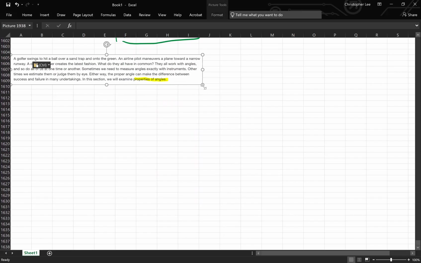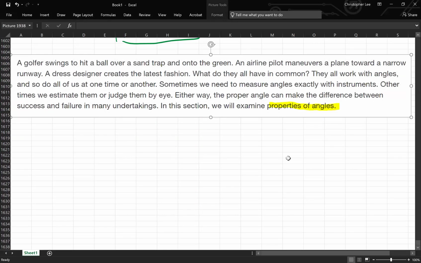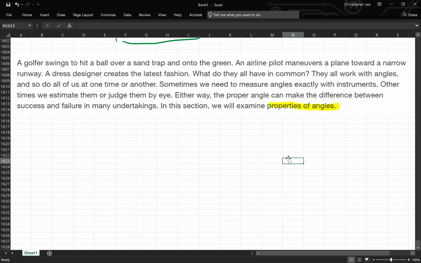Story time. A golfer swings to hit a ball over a sand trap and onto the green, right? Tiger Woods. An airline pilot maneuvers a plane towards a narrow runway. A dress designer creates the latest fashion. What do they all have in common? They all work with angles, and so do all of us at one time or another. Sometimes we need to measure angles exactly with instruments. Other times we estimate them or judge them by eye. Either way, the proper angle can make the difference between success and failure in many undertakings. So in this section, we will talk about the properties of angles.